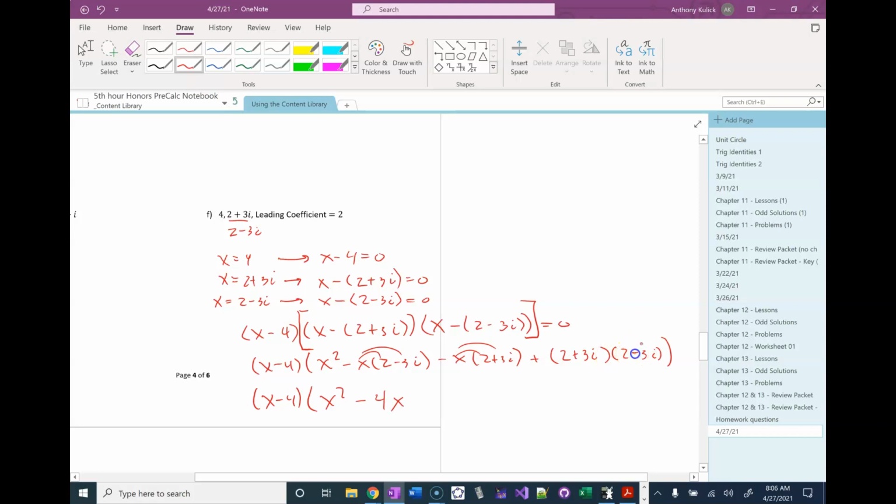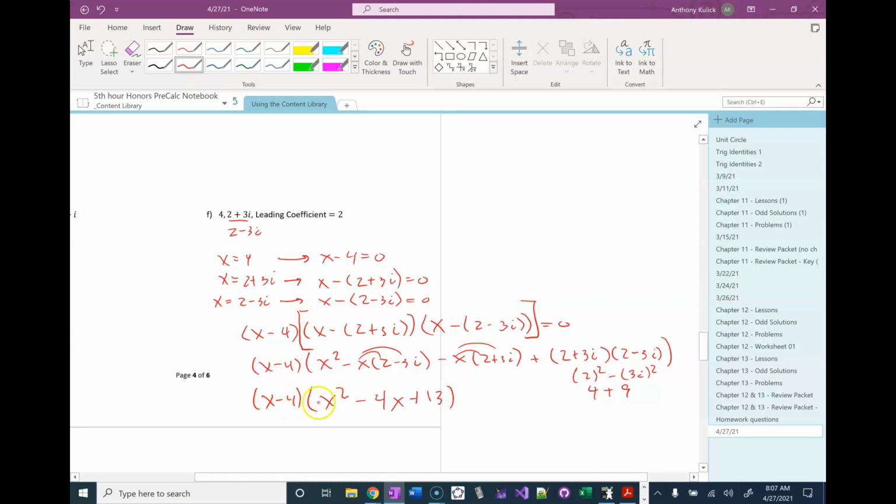And then this piece here is a difference of 2 squares, so it's really just going to be 2 squared minus 3i squared, or 4 plus 9. So that gives me this. And you can always check to make sure you did that foiling correctly by solving that. You should get the zeros 2 plus 3i and 2 minus 3i. If you really wanted to, you could check it there.